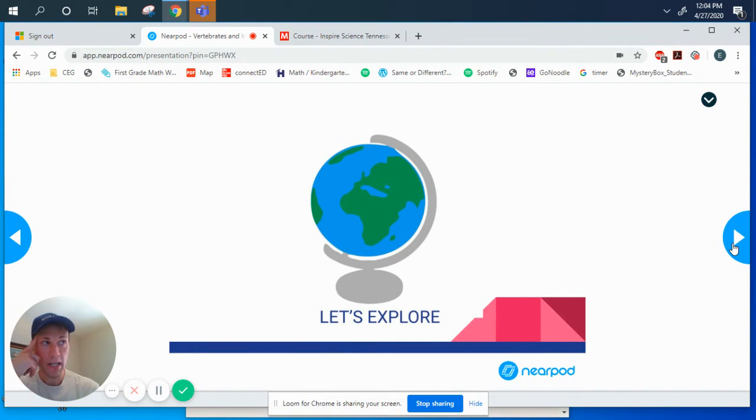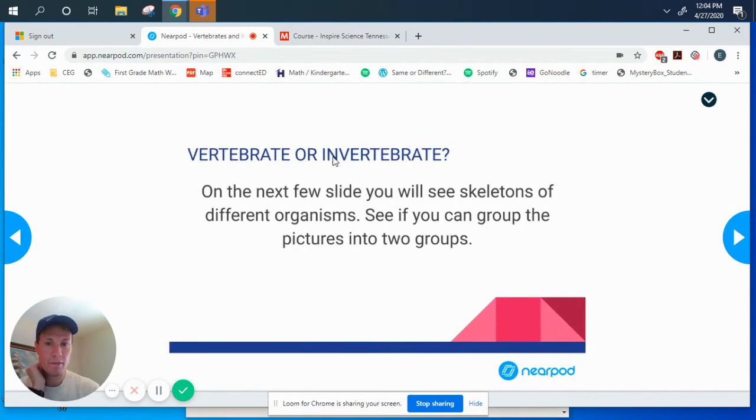So as we're starting to think about scientists grouping and what they're grouping, we're going to do some exploring. Vertebrates or invertebrates. On the next few slides, you're going to see some skeletons of different organisms. See if you can group the pictures into two groups. Based on the skeletons alone, see if you can come up with two groups to put these animals into. I'm going to give you a hint. The groups are going to be vertebrates and invertebrates.